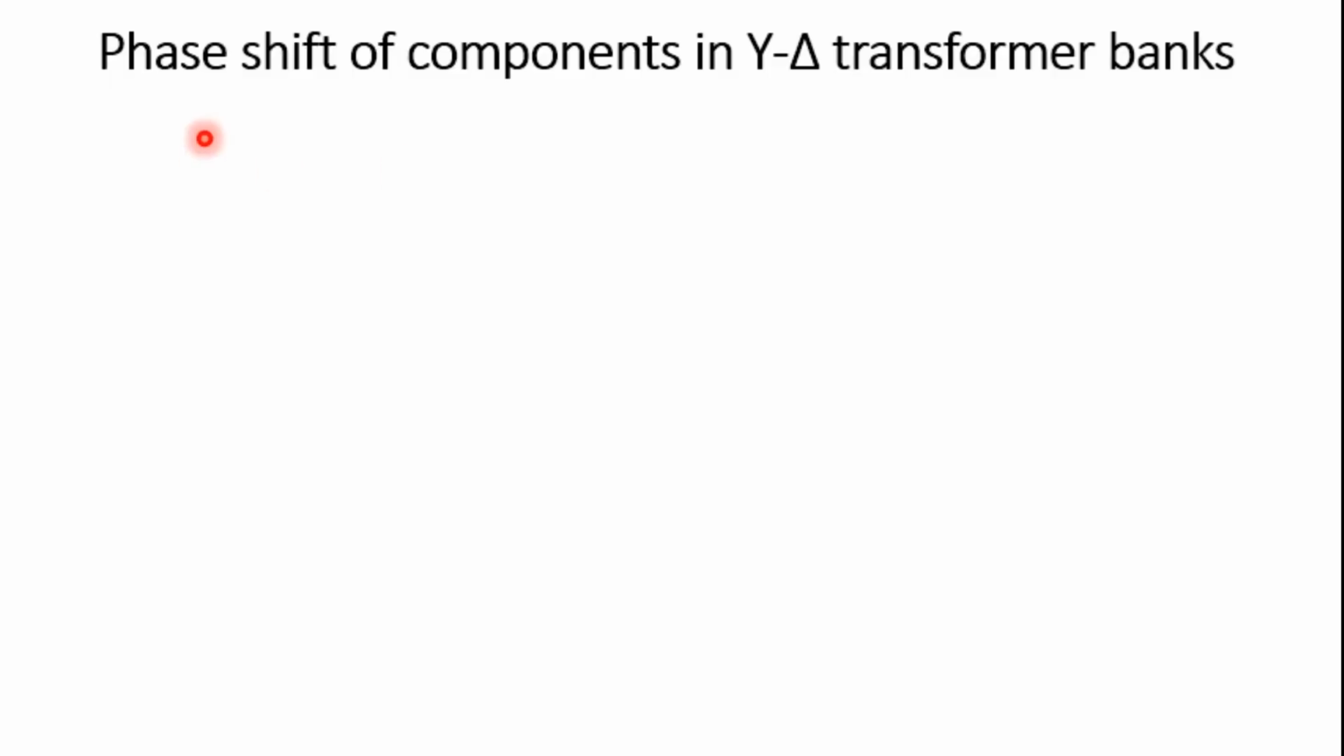Let us discuss the next concept, that is phase shift of components in star delta connected transformer banks. Here we are going to discuss the angle shift which occurs to the symmetrical components while passing from the primary of the circuit to the secondary of the circuit in the case of a three-phase transformer, or a bank of three identical single-phase transformers which are connected to form a three-phase transformer.